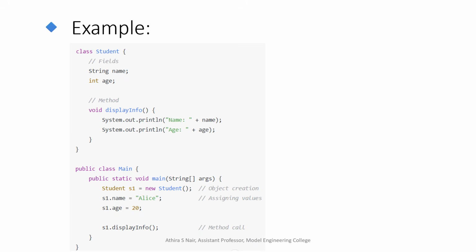Here we have another example. The class name is Student, and we have two fields, name and age, and the method is to display the information. We can print the name and age. Now in the main class we are creating the object s1 and assigning the values: name is Alice and age is 20. Now if we call the method s1.displayInfo, then the information of the object s1 is displayed: name is equal to Alice and age is equal to 20.